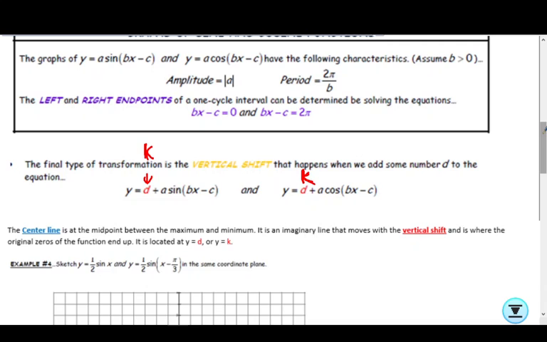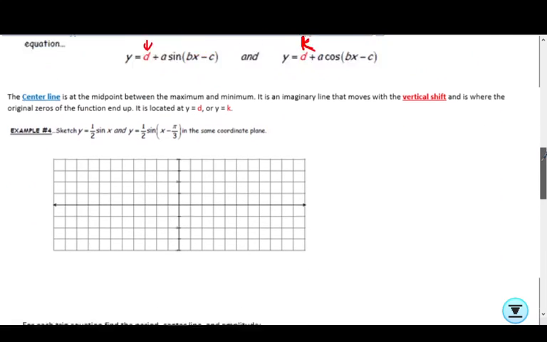Just like what we did when we did the parent function for the reciprocal function. If it was moved up, that horizontal asymptote moved up or down with the function. Same thing with our center line. It moves up or down with our function.